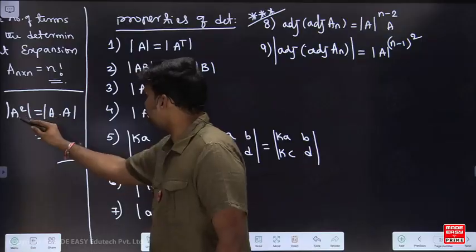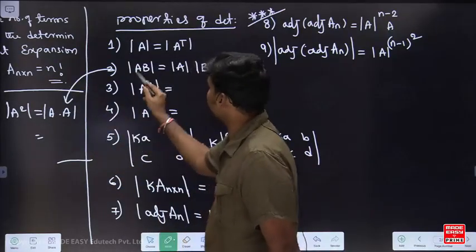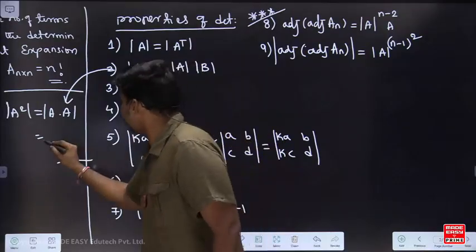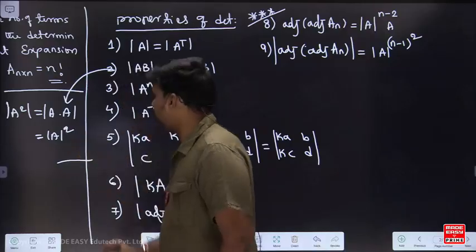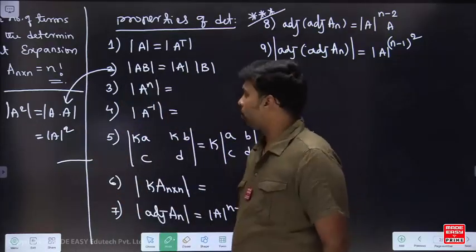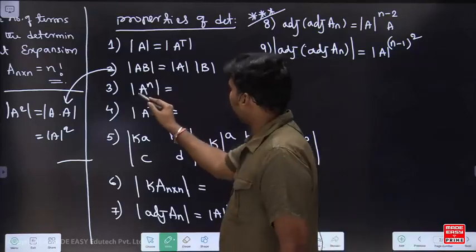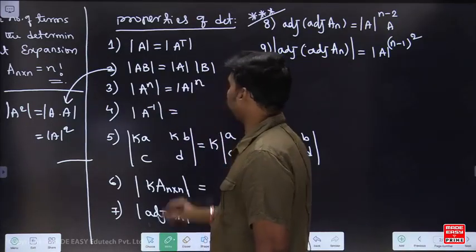So as it is written as mod a into a, can I use this property here, that mod ab can be written as mod a into mod b? So it is written as mod a into mod a, that is mod a square. Correct. So mod a whole square is equal to mod a square. So mod a power n is nothing but mod a whole to the power of n here.